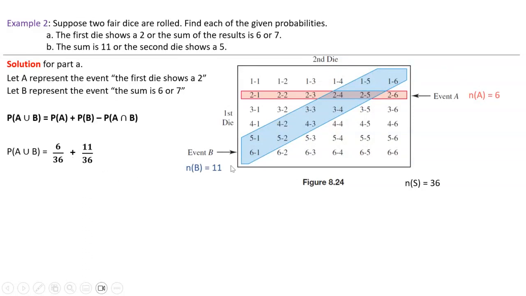We got 6 over 36 plus 11 over 36. Now comes minus, right? The intersection, which means it's going to be that one, the 2, 4, and the 2, 5. How many are there? There's 2. So minus 2 over 36. Right, so my answer will be 15 over 36. And I believe this can be reduced to 5 over 12. That's my answer.